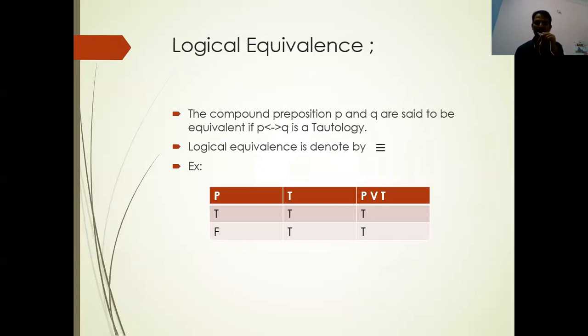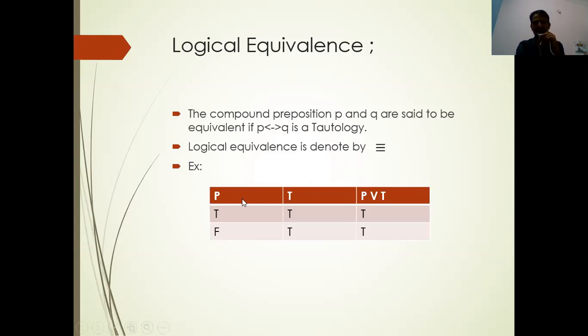if P bi-implies Q is a tautology. What do you mean by tautology? Tautology means the compound statement is always true. If the compound statement is always true, then we say that the compound statement is a tautology. So if P bi-implies Q is a tautology, then we say P and Q, both compound propositions, are equivalent. Generally, logical equivalence is represented by this symbol, three lines.